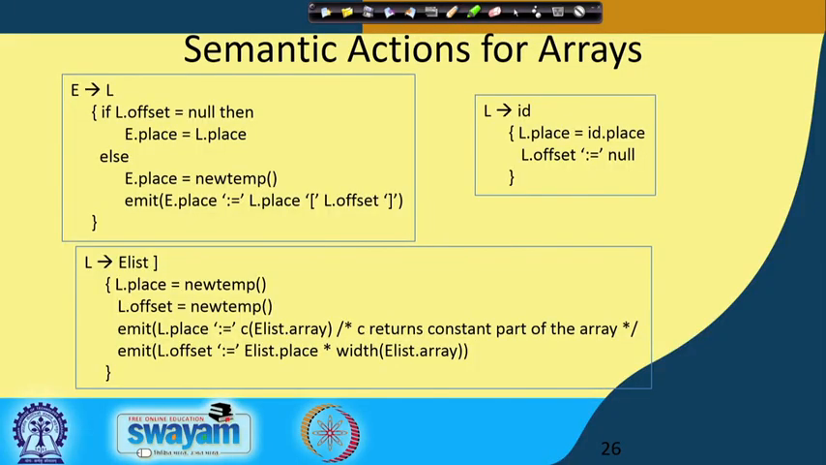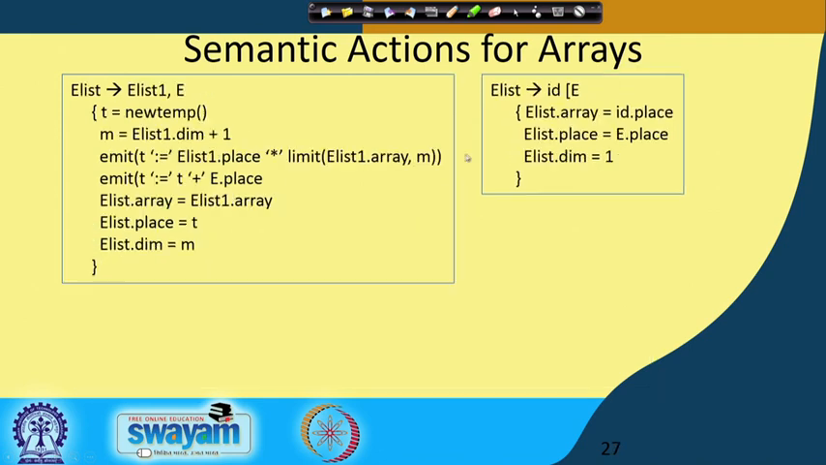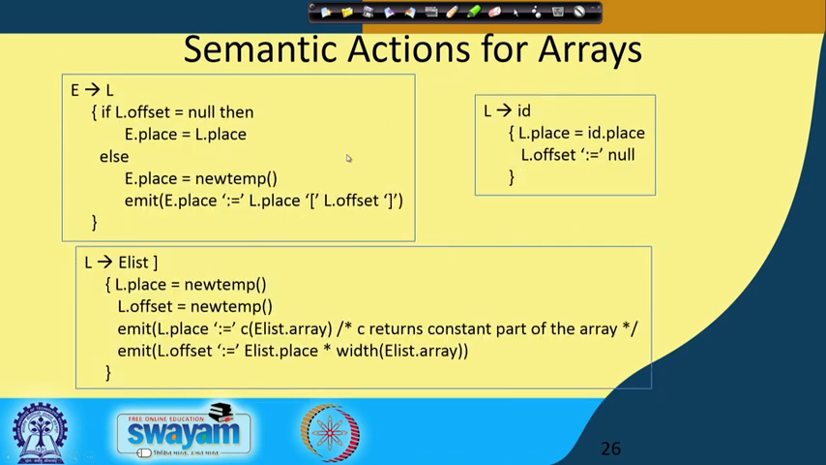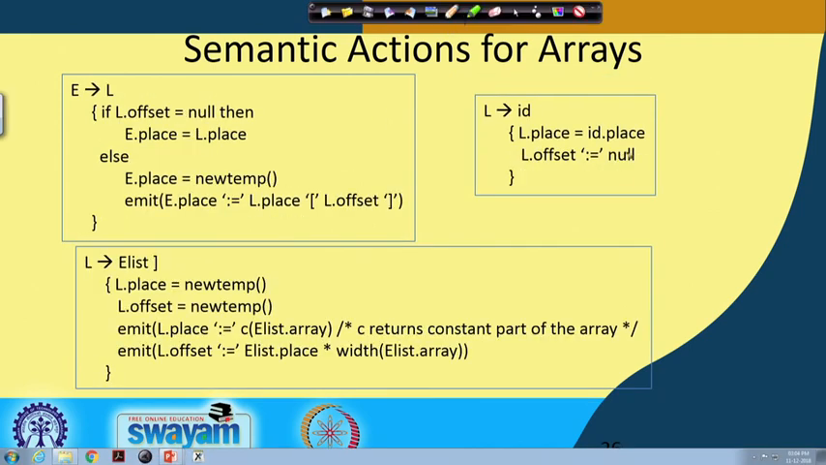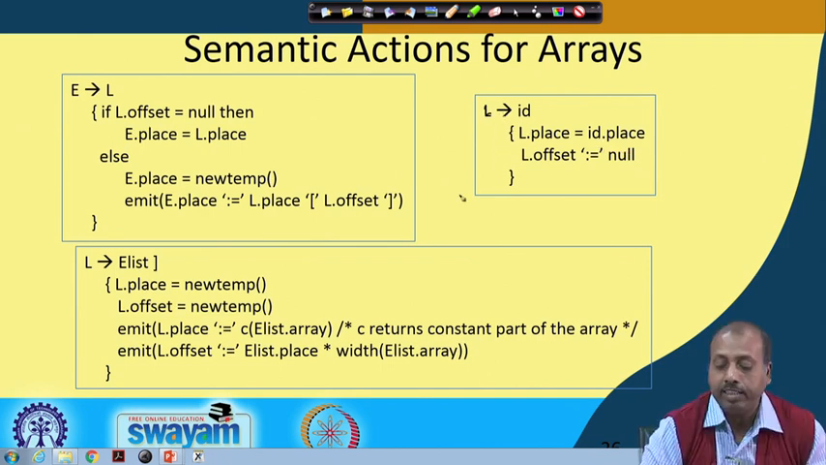The next rule that we have for the array reference is L producing ID. For this L producing ID, the situation is very simple. This L dot place means that the L I am talking about is a single variable, it is not an array. So L dot place equals ID dot place and L dot offset is null.